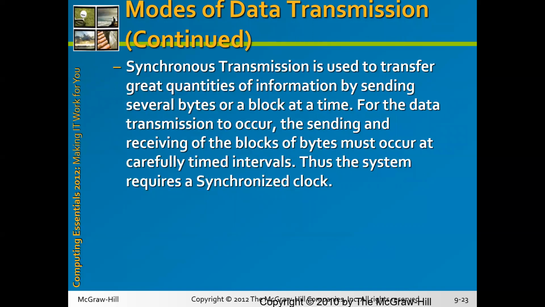Synchronous transmission is used to transfer great quantities of information by sending several bytes or a block at a time. For the data transmission to occur, the sending and receiving of the blocks of bytes must occur at carefully timed intervals. Thus, the system requires a synchronized clock. Its advantage is that data can be sent very quickly. Its disadvantage is that the cost of the required equipment is generally high.